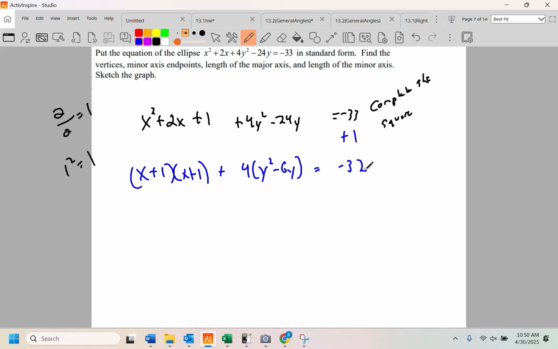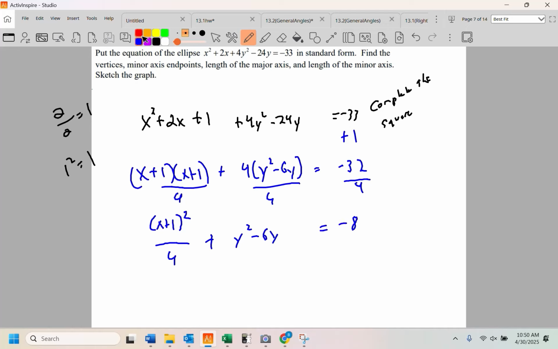I pulled out that 4, and there's a reason I didn't do it in the beginning, because it would have made factoring x squared plus 2x really, really hard to do with completing the square. Now I'm going to divide by 4. This is x plus 1 quantity squared. I'm going to divide by 4 here, here, and here. That's going to make this y squared minus 6y, and it's going to equal negative 8.